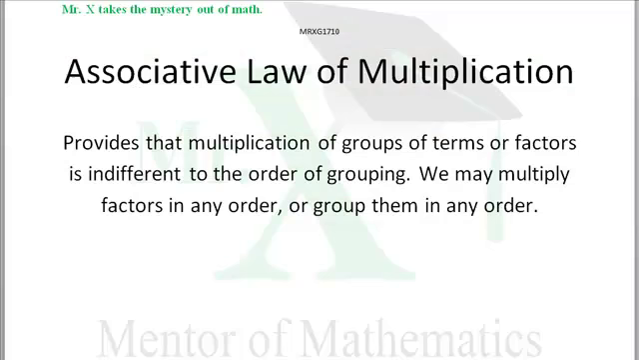The order in which we multiply does not matter. We used to worry about multiplicands and multipliers. Now we just talk about factors because it's easier to think of factors coming together in any way, shape, or form. The order does not matter. The order in which we multiply factors does not matter. And the way in which we group factors doesn't matter.